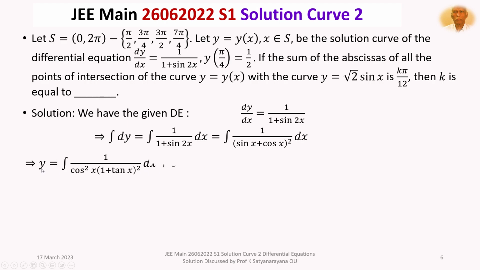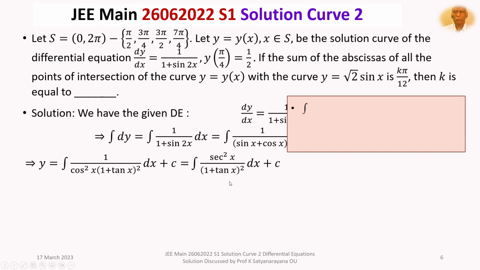That implies y is equal to the integral of 1/cos²x in brackets, sin x/cos x, that is tan x, plus cos x/cos x, that is 1, whole squared, with respect to x, plus c, where c is an arbitrary constant to be evaluated. This integral is equal to the integral of sec²x/(1 + tan x)² with respect to x, plus c.